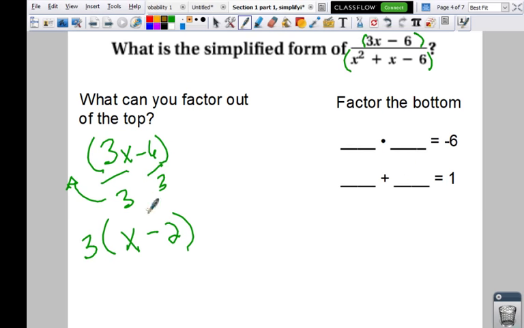So I simplified the top part of my fraction. It's 3, and then parentheses x minus 2. I also need to factor this bottom part, and we're going to use our in-middle factor. So I want to know what times what is negative 6, and there's a 1 in front of this x, right? So it's what times what is negative 6 adds up to 1.